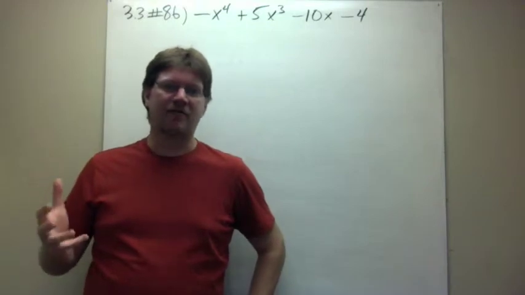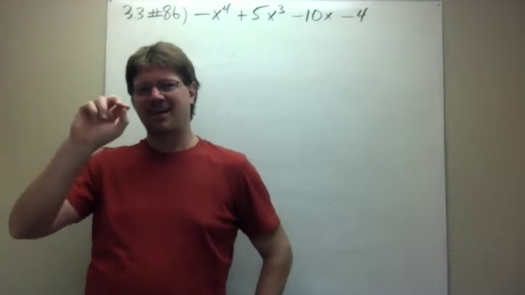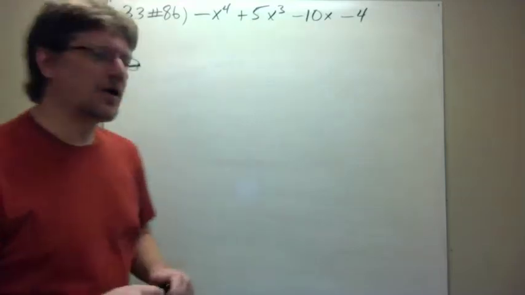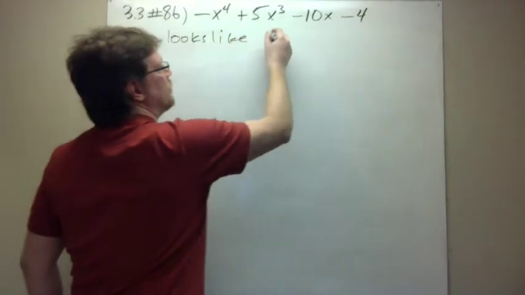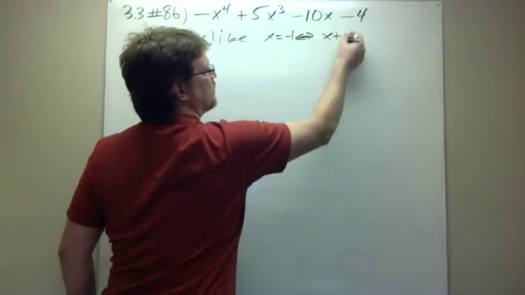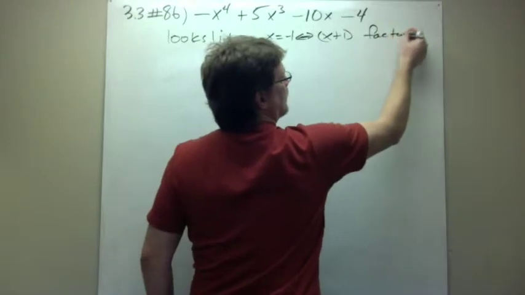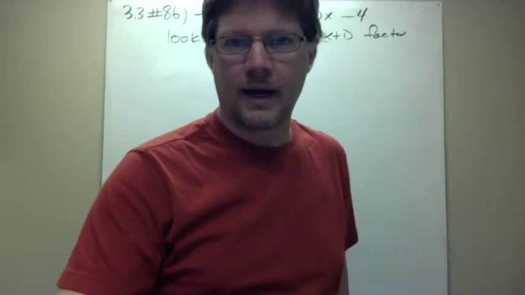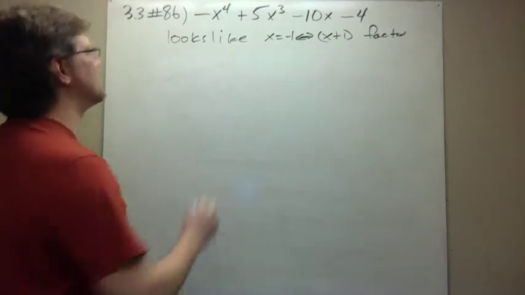Now, if you look at the graph in the book, things are really tiny. If you look at the graph on Grapher or a graphing calculator, there are 2 of them that are nice integer values, right? It looks like it goes through x is equal to -1, right? So that means if I add 1 to both sides, x plus 1 is a factor. And it also looks like it goes through 2. Okay, and that means that x minus 2 is a factor.